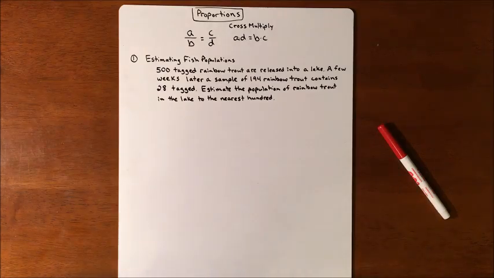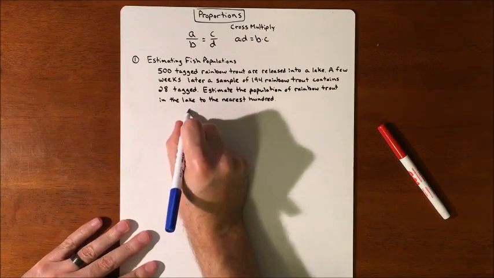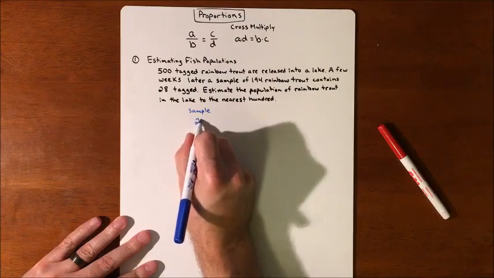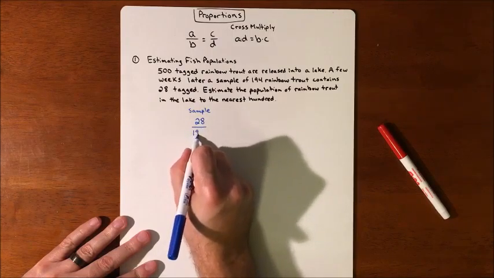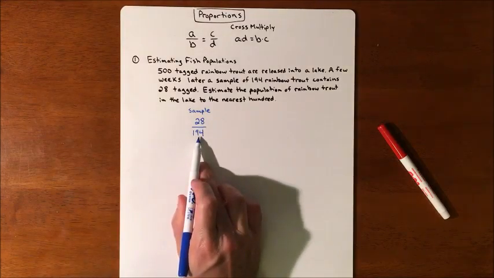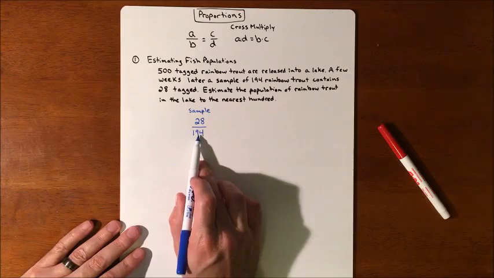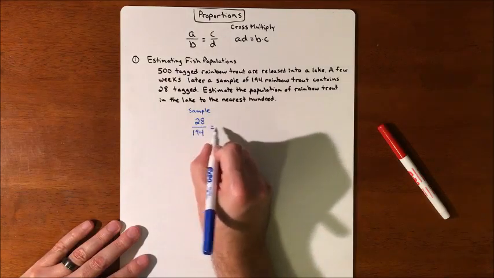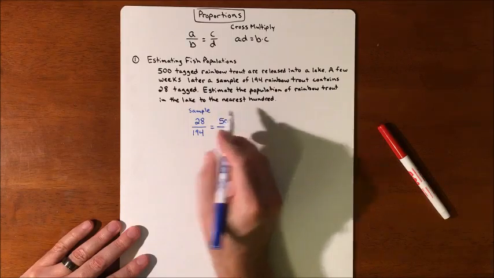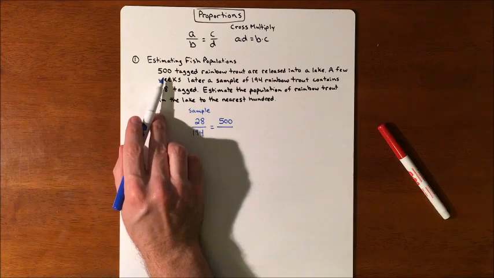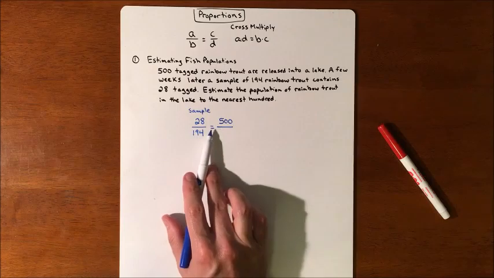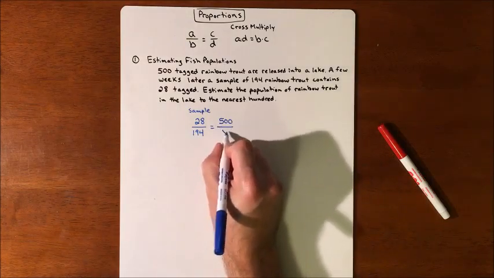So for our sample group, we had 28 out of the 194 were tagged. So 28 are tagged, out of the 194. So that's going to be proportional to the 500 that somebody put into the lake earlier. So 28 out of 194 is going to be proportional to that 500 out of the total population.